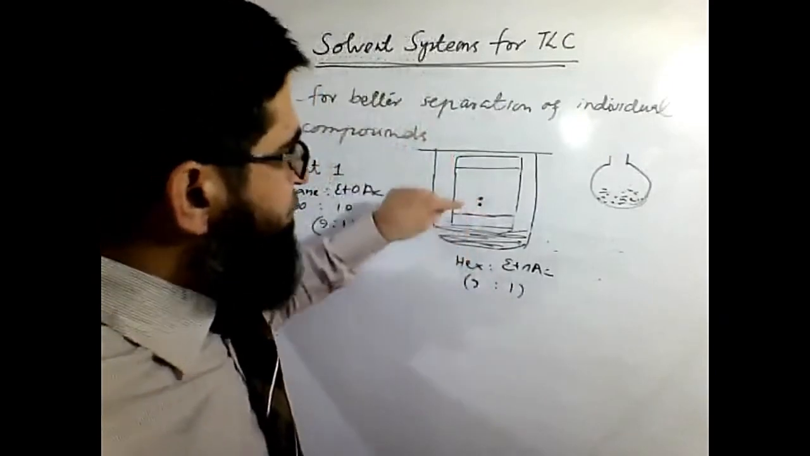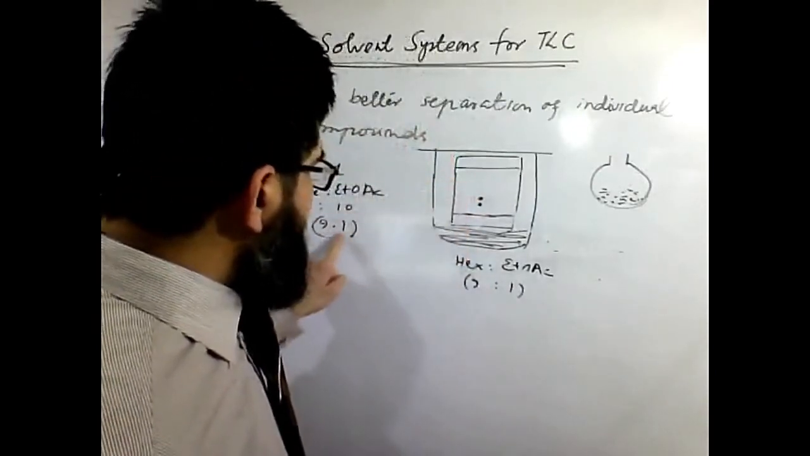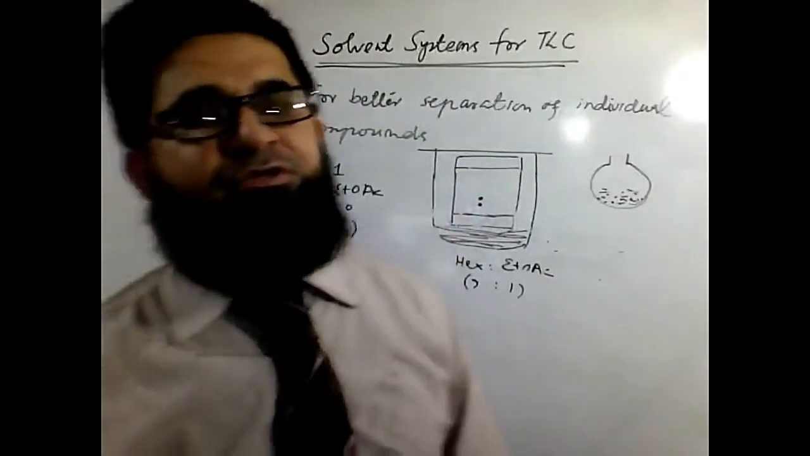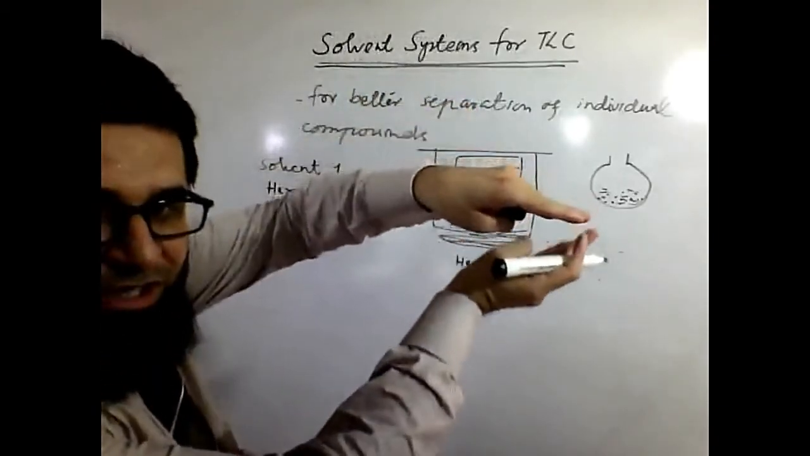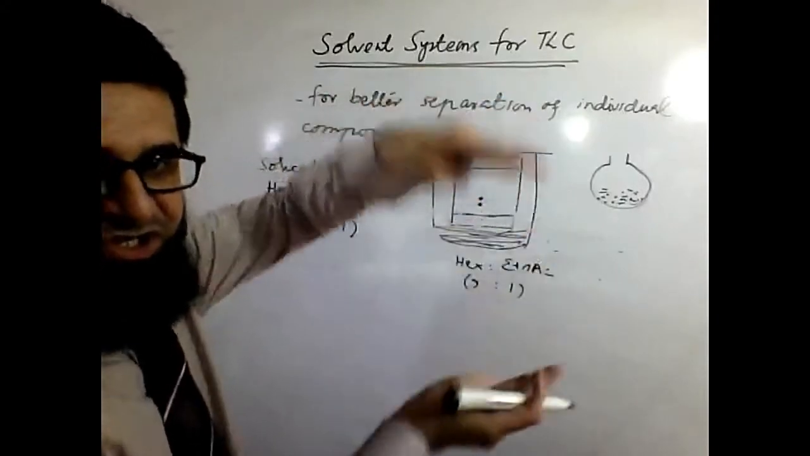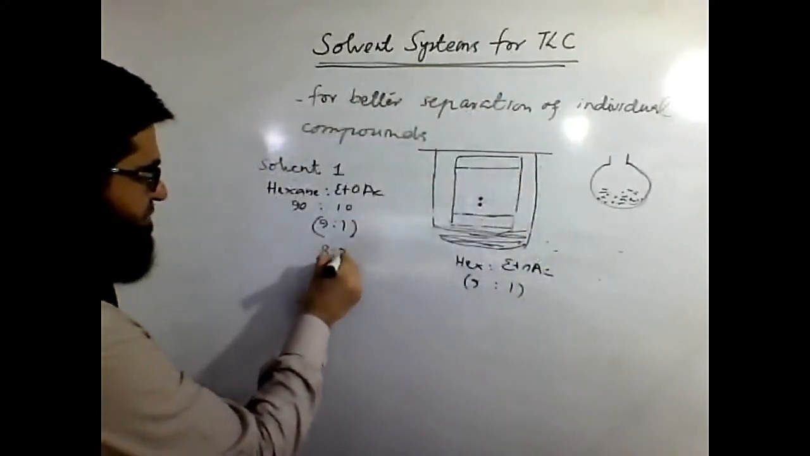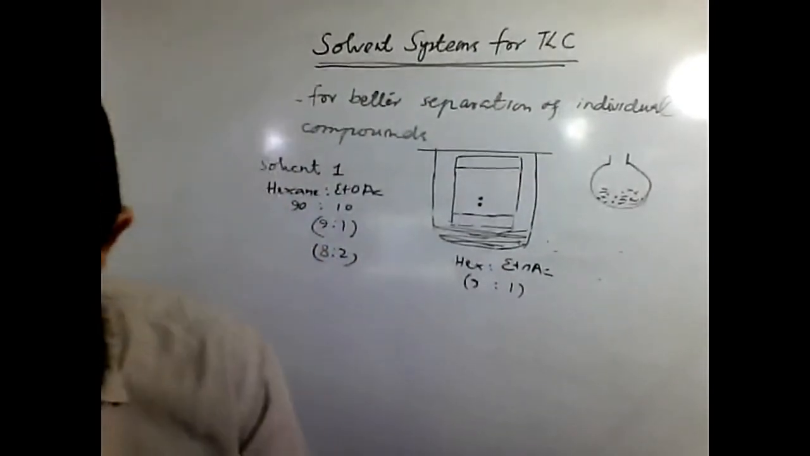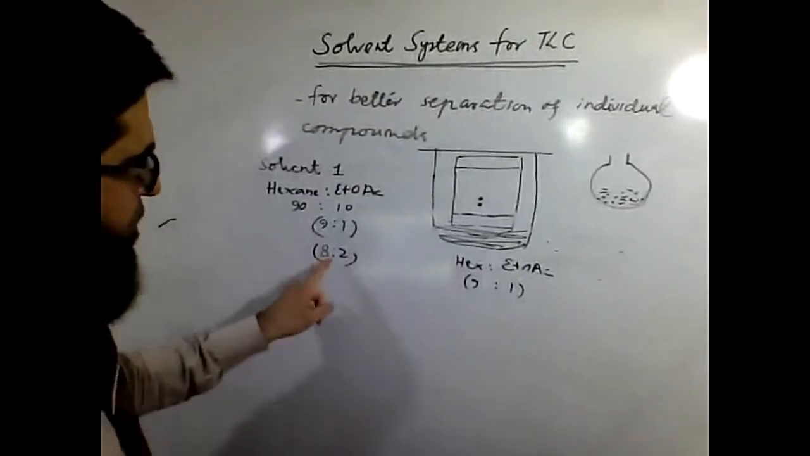So this is how, by using a different solvent of a bit more polarity, we have differentiated between the two compounds. Let's say we want to separate them more. We want to see these compounds apart from each other. What we could do is bring in an 80-20 system.